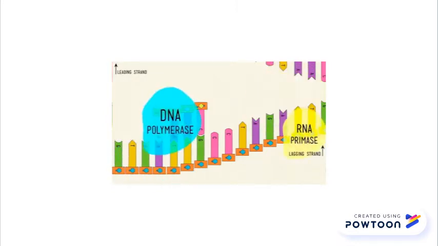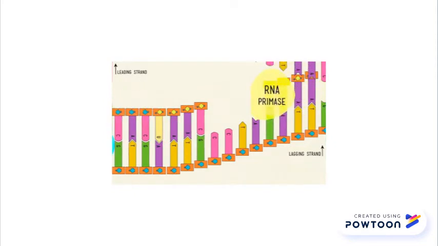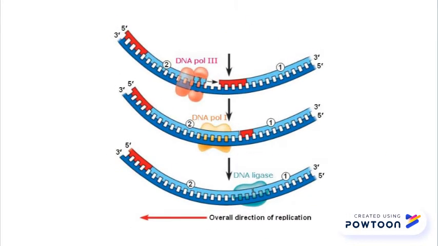However, as the strand is now a mix of RNA and DNA along with missing phosphodiester bonds, called Okazaki fragments, it must be remedied. DNA polymerase I will replace the RNA nucleotides with DNA nucleotides, and DNA ligase will place the missing phosphodiester bonds between the fragments.